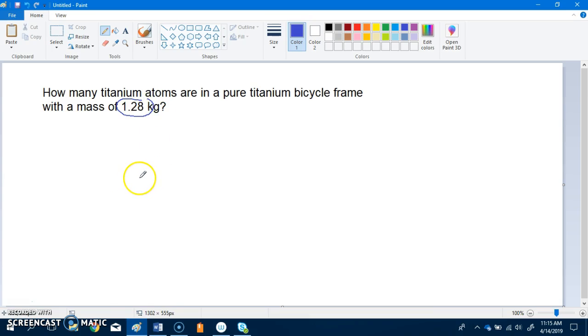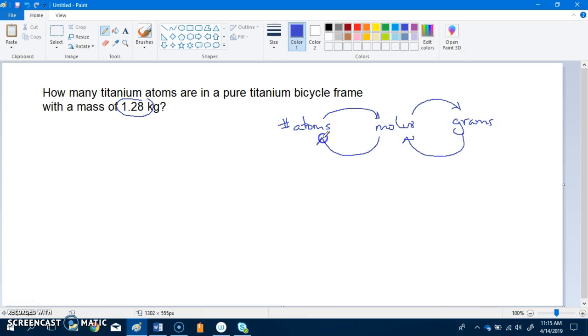So the first thing you need to know is that when we're doing conversions, we're always talking about mass in grams. So if you're given mass as kilograms, you have to switch that. But I always like to look at this sort of brain map where we can go from atoms to moles and moles to grams, and grams to moles and moles to atoms.